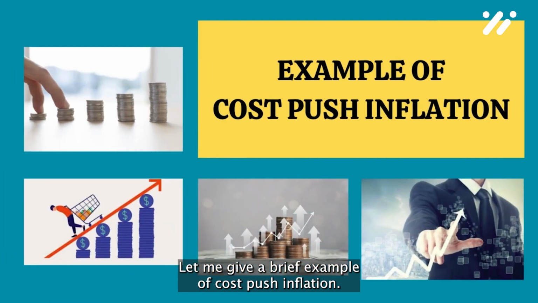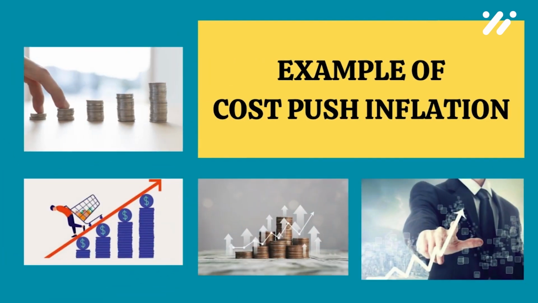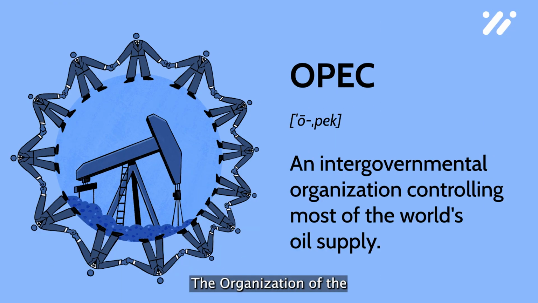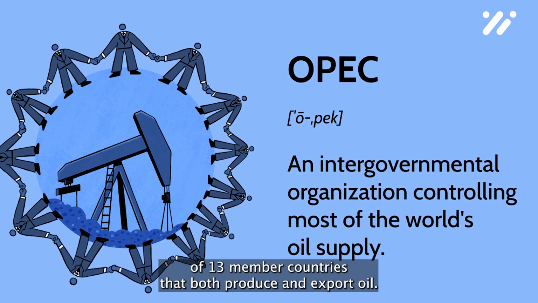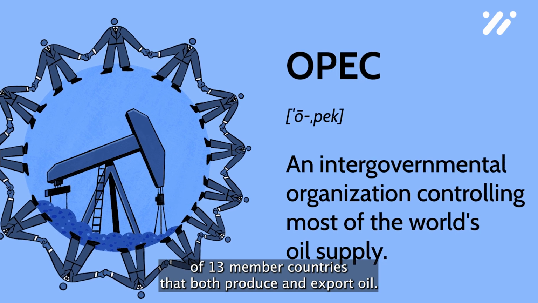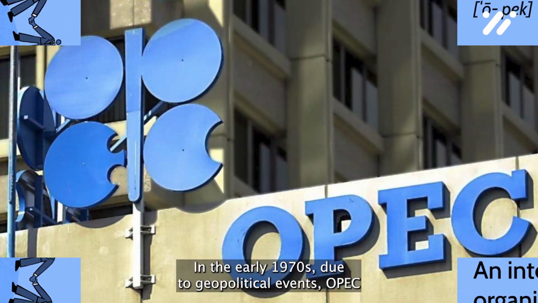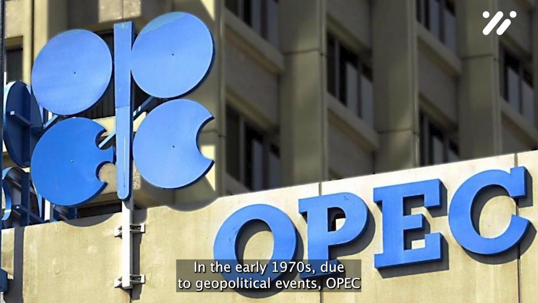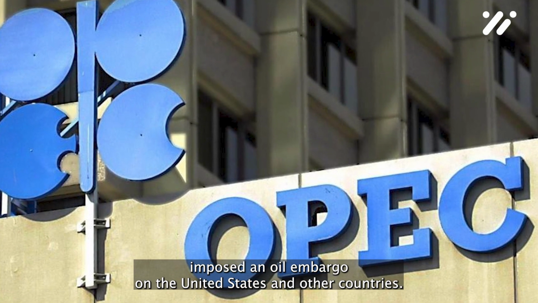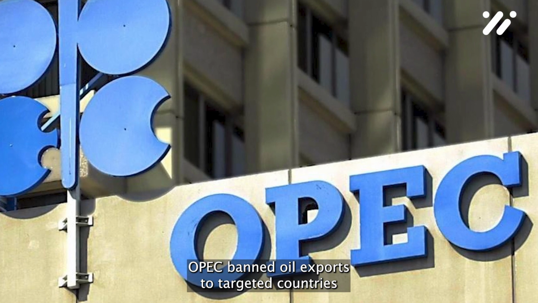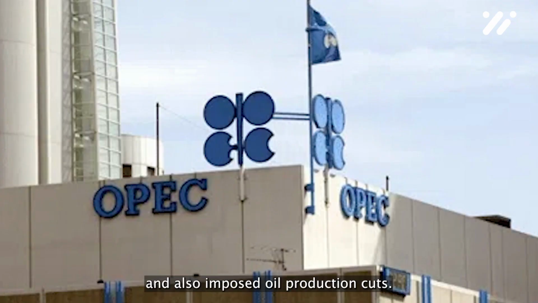Let me give a brief example of cost-push inflation. The Organization of the Petroleum Exporting Countries, OPEC, is a cartel that consists of 13 member countries that both produce and export oil. In the early 1970s, due to geopolitical events, OPEC imposed an oil embargo on the United States and other countries. OPEC banned oil exports to targeted countries and also imposed oil production cuts.